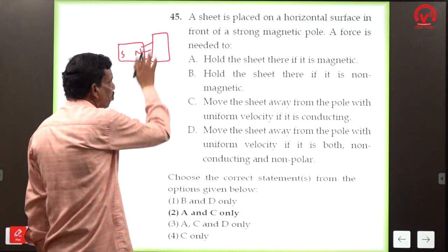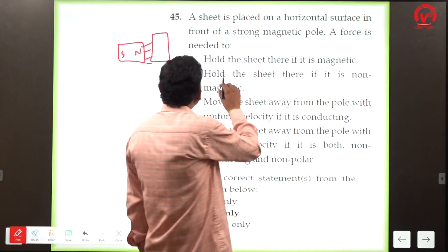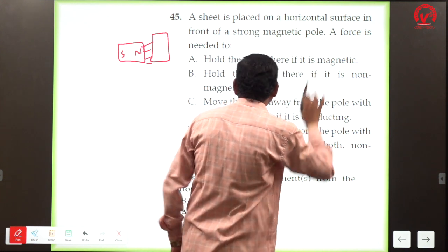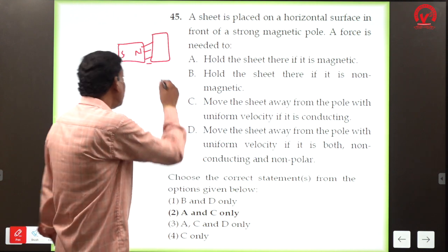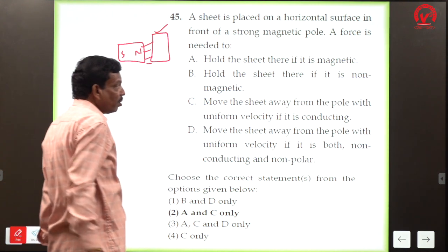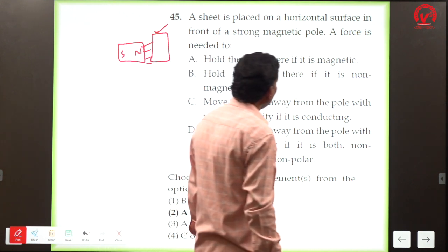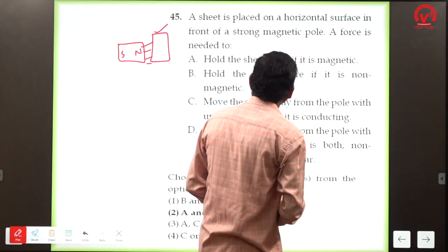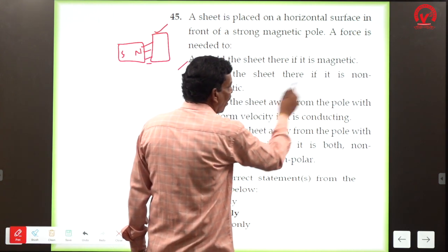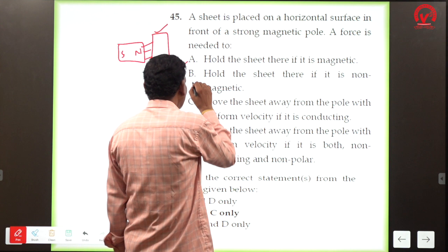So magnetic lines of force pass through it. Hold the sheet there: if it is a magnetic substance, then a force is acting. Correct, the first one. If it is non-magnetic, it is wrong.